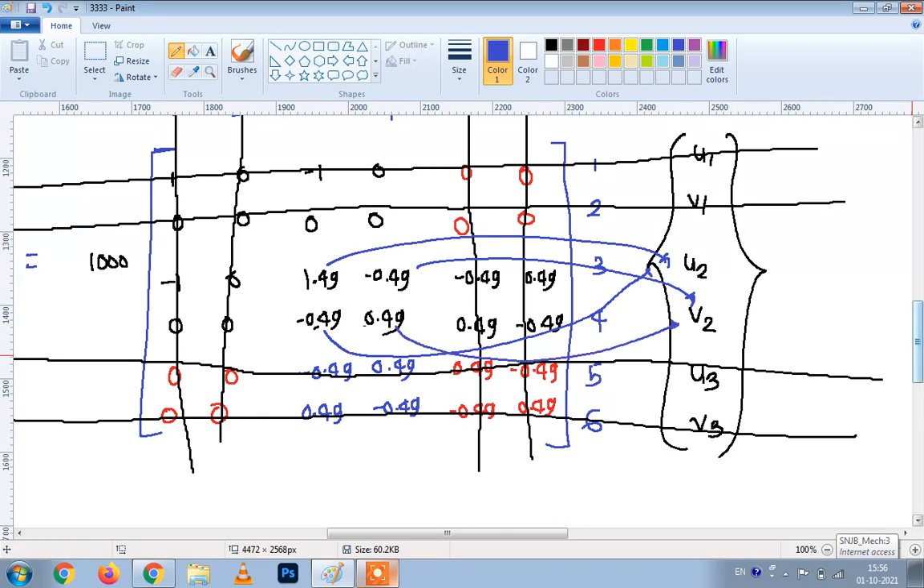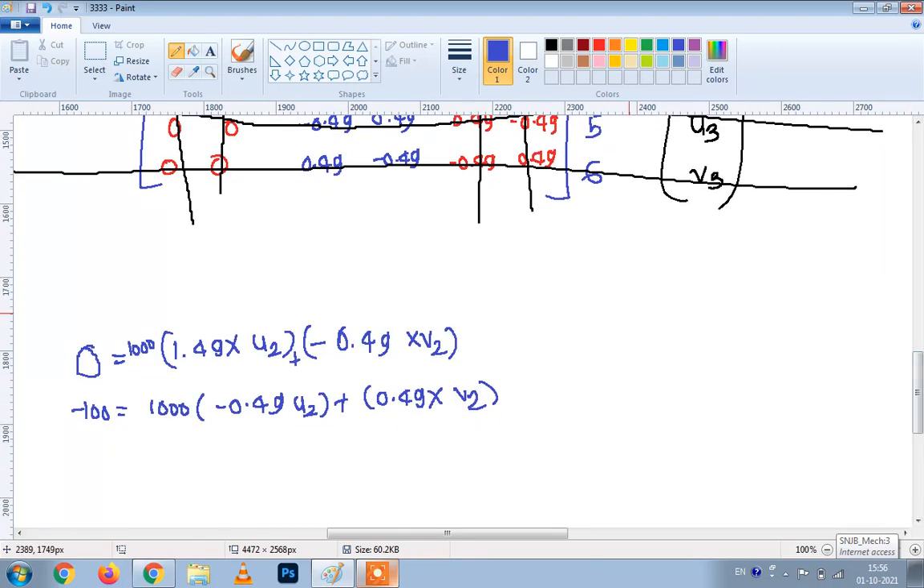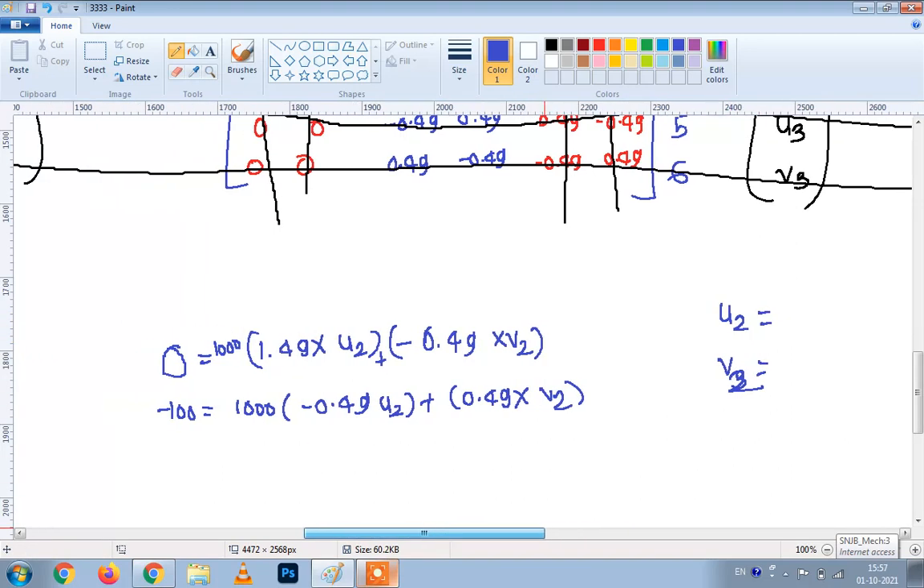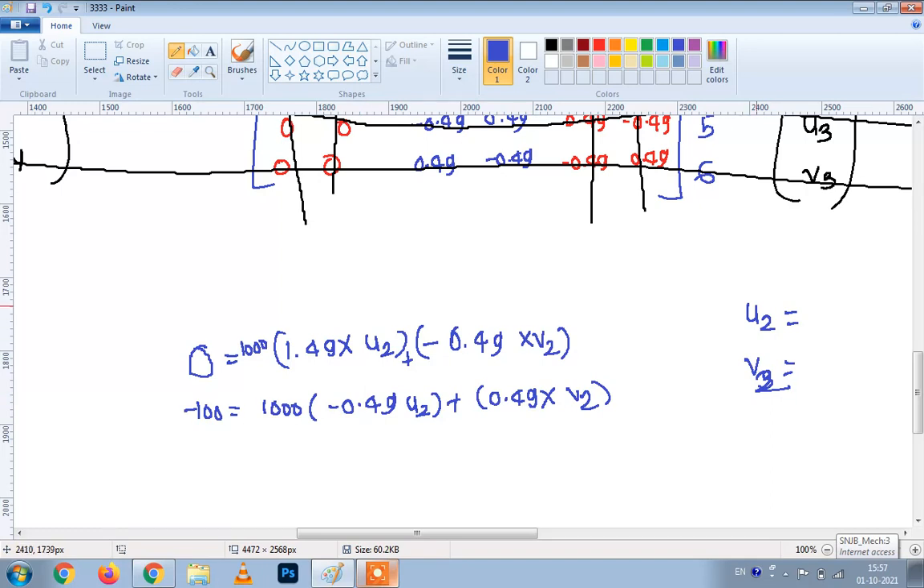So now listen carefully. What was expected in this numerical? We have to find out the value of U2 and V2. So please solve these two equations and find out the values of U2 and V2, and make sure to comment this answer in the comment box below.